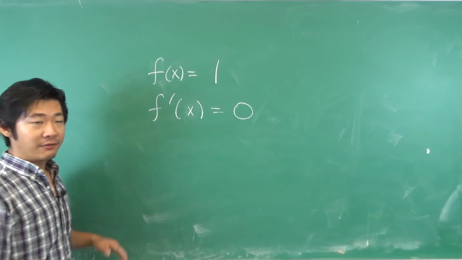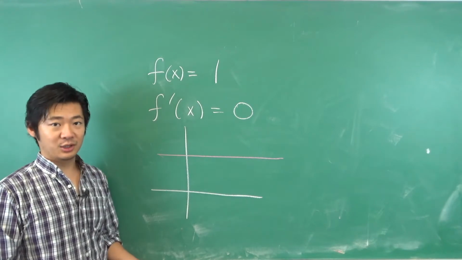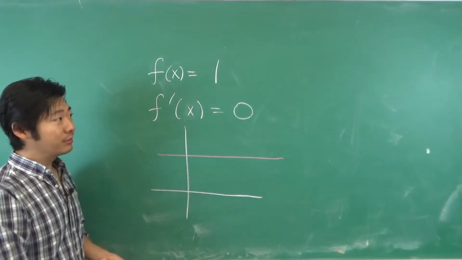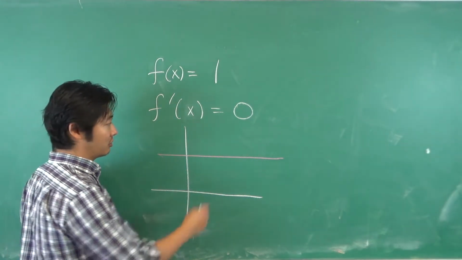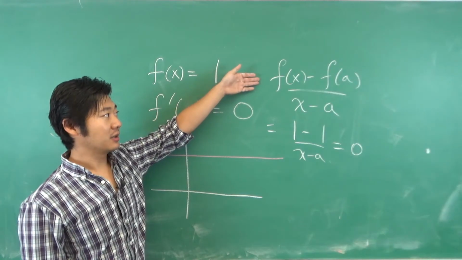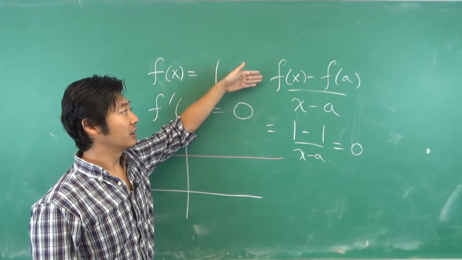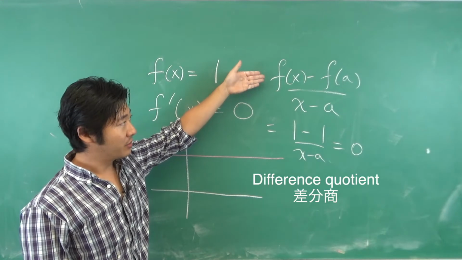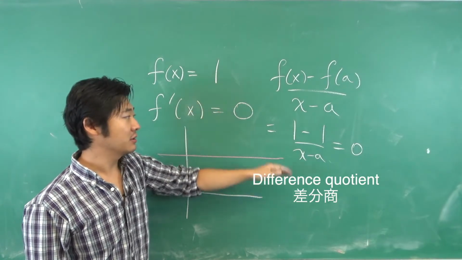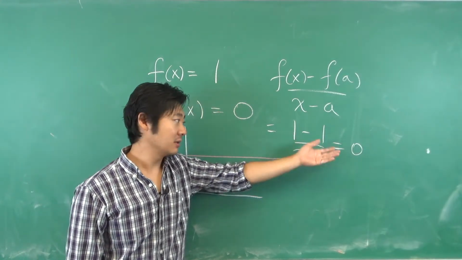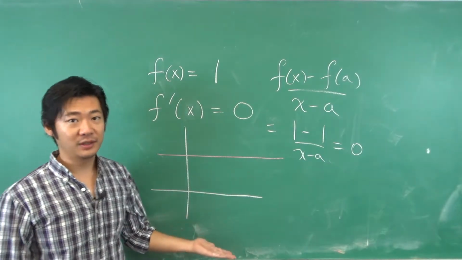So first of all, if f of x is a constant function, then the derivative is just 0. You can see this by graphing it. Then what's the slope of the tangent line? It's just 0, but you can also compute it. It would be the limit as x goes to a of this difference quotient, but here it's a constant function, so you just get 1 minus 1, which is 0. And then when you take a limit, it's still 0.